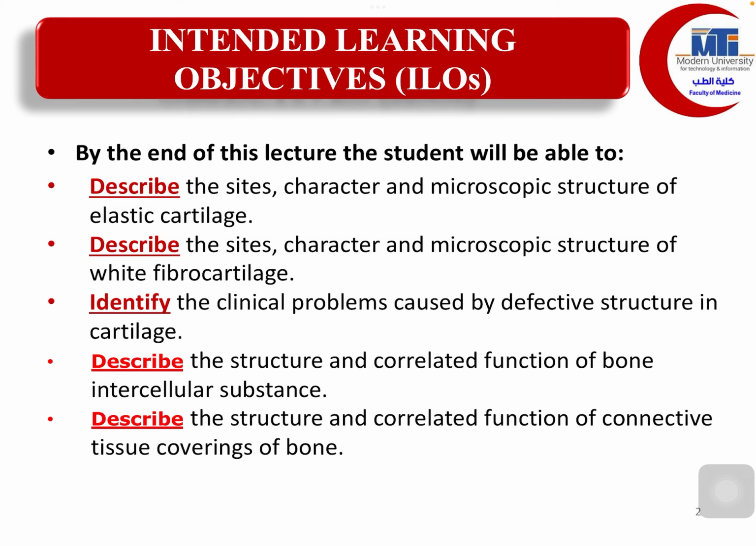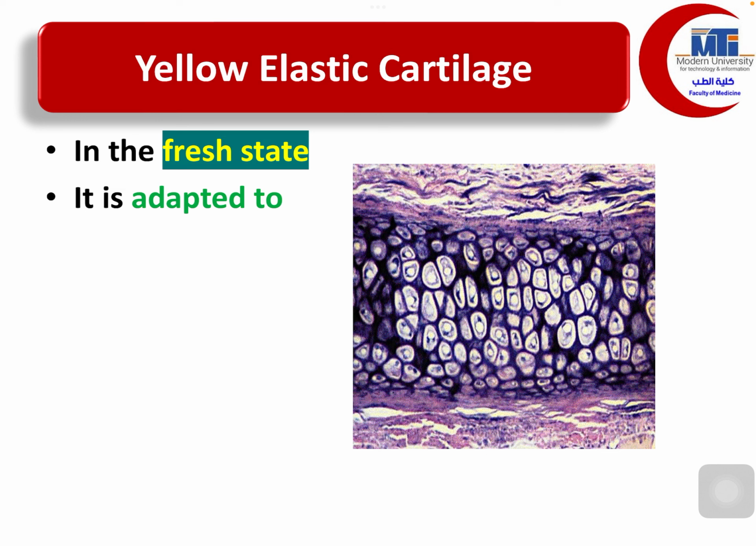So now, by the end of this lecture, we will be able to describe the size, character, and the microscopic structure of both the elastic cartilage and the white fibro cartilage. You will also be able to identify the clinical problems caused by the defective structure in cartilage, and also describe the structure and the correlated function of the bone intercellular substances, which are the bone matrix, and also the connective tissue coverings of the bone tissue.